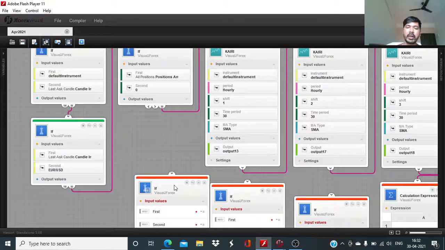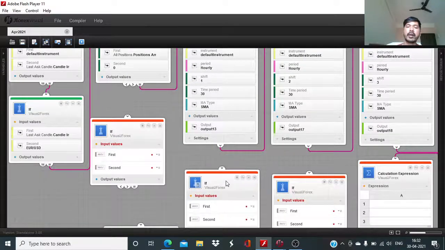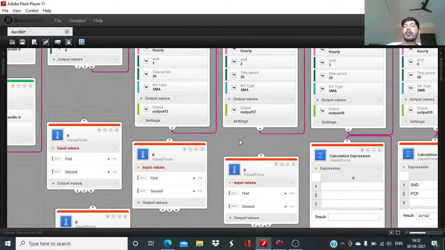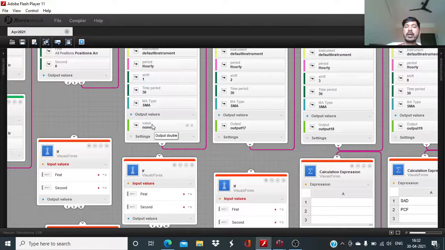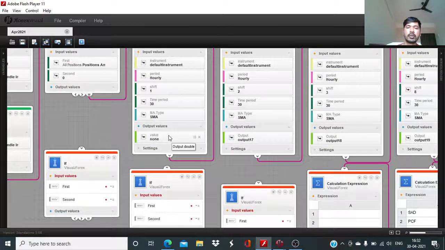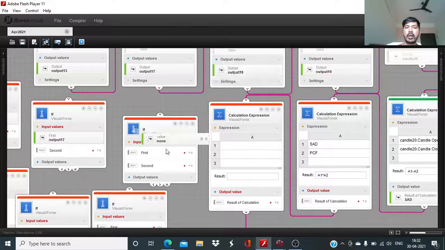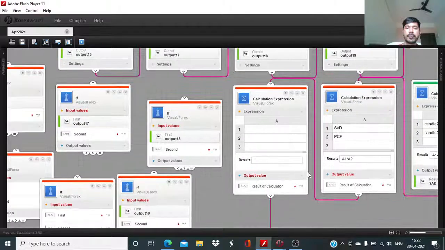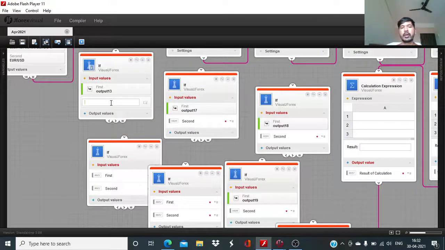We are looking to initiate the sell trade when we see that the underlying instrument has been in overbought territory for quite a while. So we need all these output values of the Kairi relative index above 0. Output 13, output 17, output 18, and output 19. Second input is going to be common, 0.